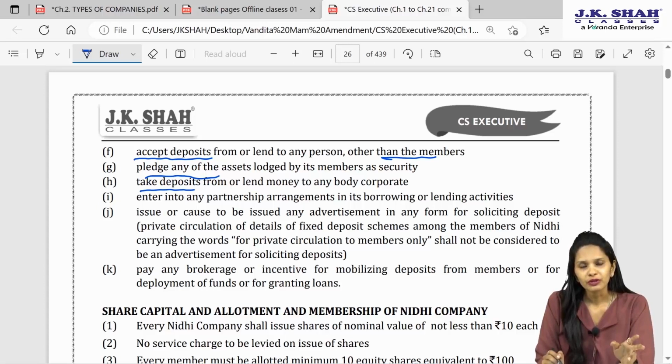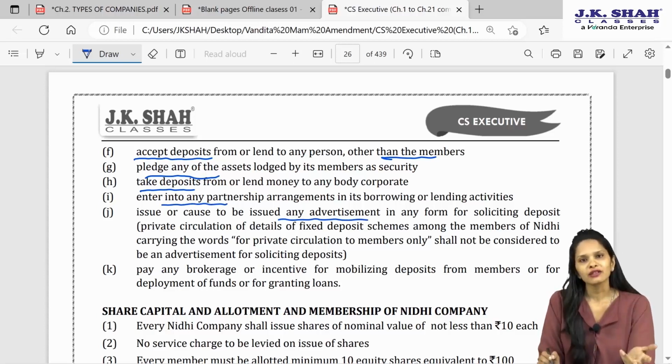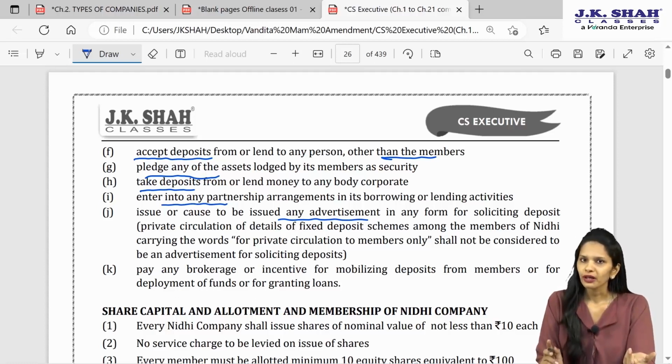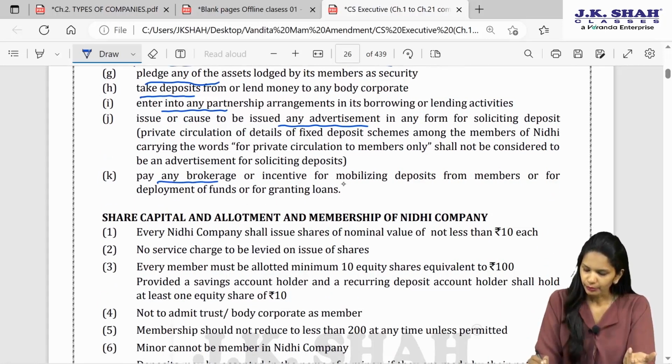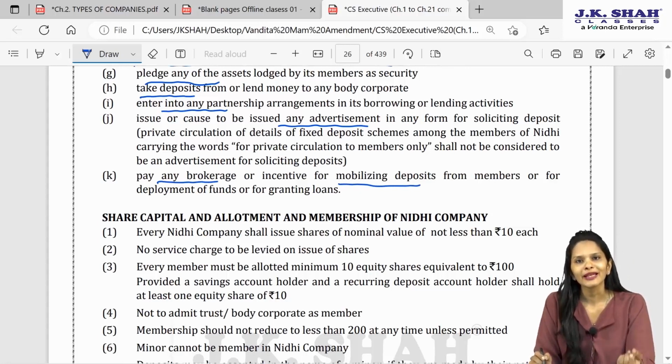Only natural persons can be member of a Nidhi company. They cannot enter into partnership for lending or borrowing. They cannot issue even advertisement, but yes, for private circulation of members, if any circular is issued, it will not be deemed to be an advertisement then. And lastly, they cannot pay any brokerages in order to mobilize the deposits. The question is for 5 marks, students. If you write all the points, well and good. But for 5 marks, minimum 7 to 8 points are to be written.